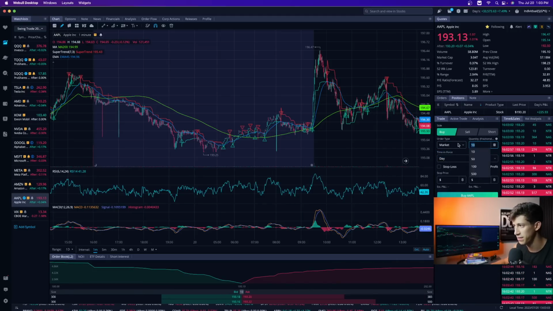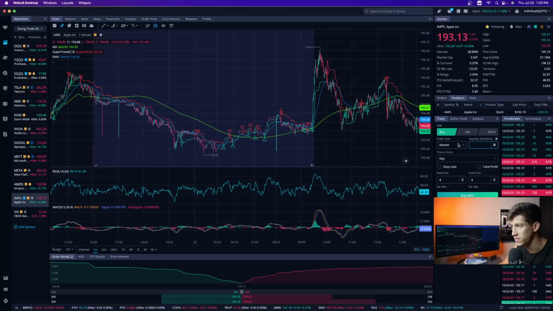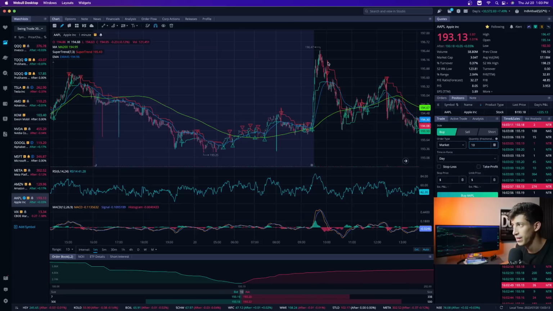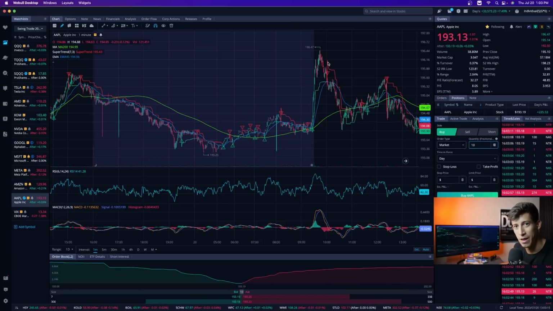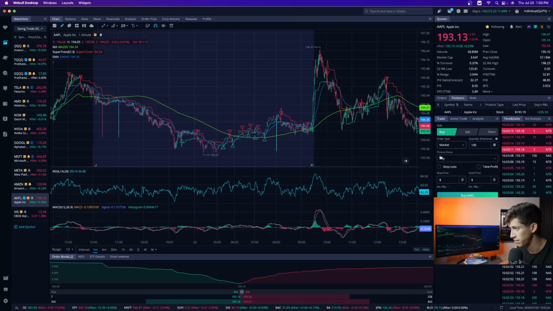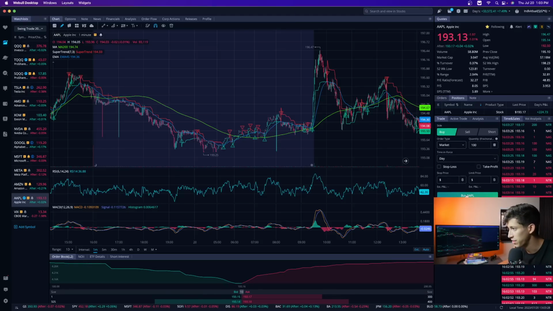So with market price, all you have to do is select the quantity of shares that you want to buy. Very simple math. If Apple is $193 per share and I want to buy 10 shares, that's going to be $1,930, right? If I want to buy 100 shares, then I type in 100, and then we can see right over here. I can click day, which means it's going to trigger within the day, and then I just click buy Apple.